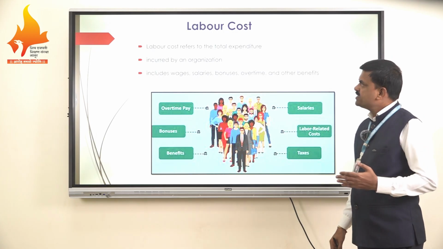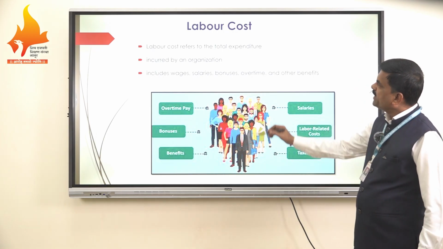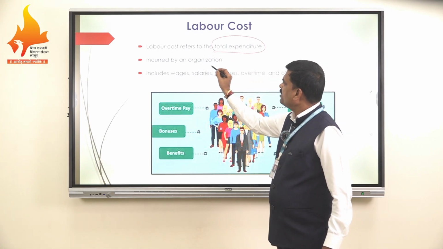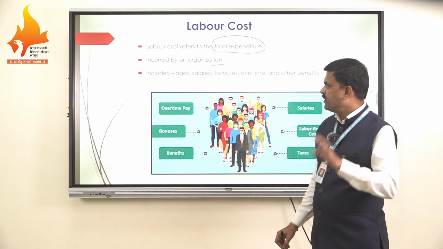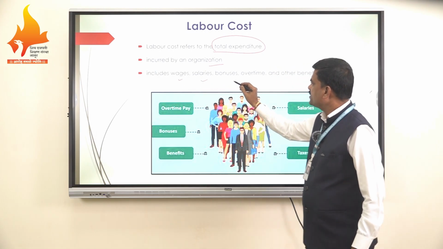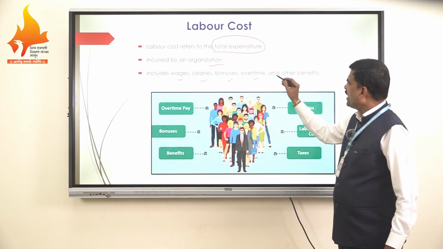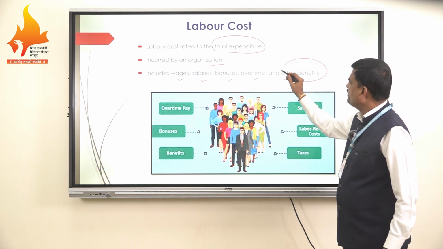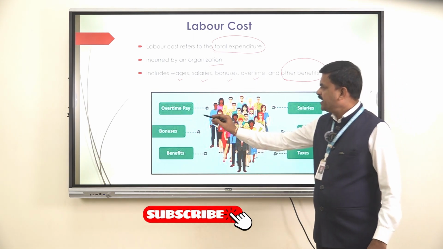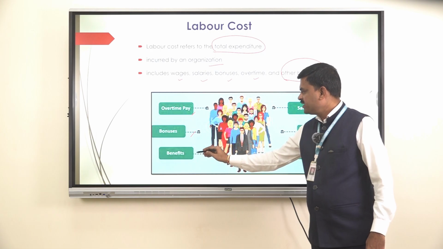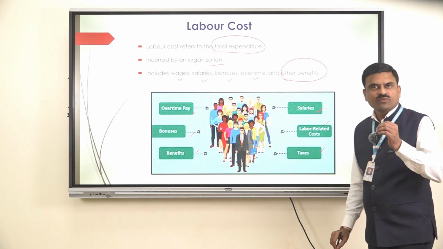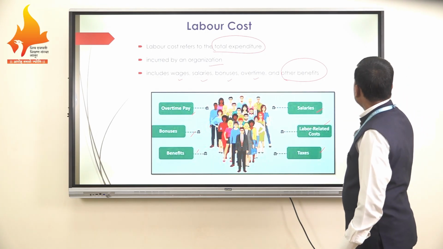Again, the question is, what is labor cost? So we can say labor cost refers to the total expenditure incurred by an organization over the labor. So what does it include? It includes the wages, salaries, bonus, overtime, and the other types of benefits given by the organization to the laborers. So it includes the overtime pay, the bonus, the benefits, the salaries, the labor related cost, and all types of taxes that are given by the organization.